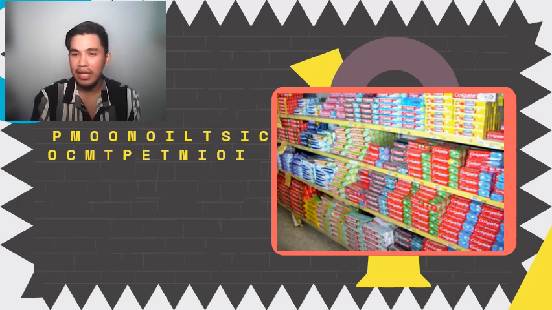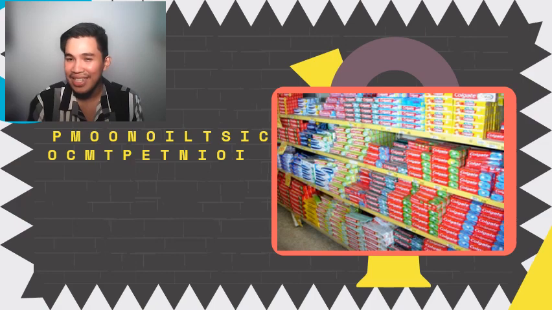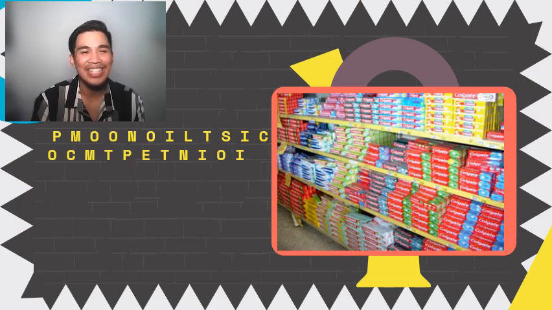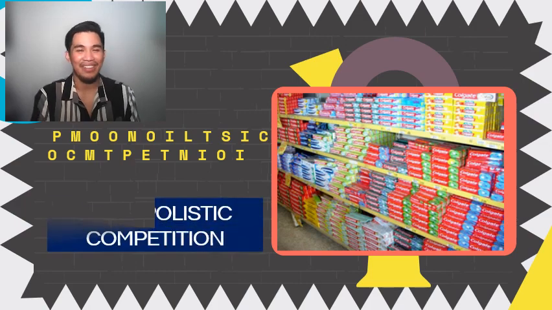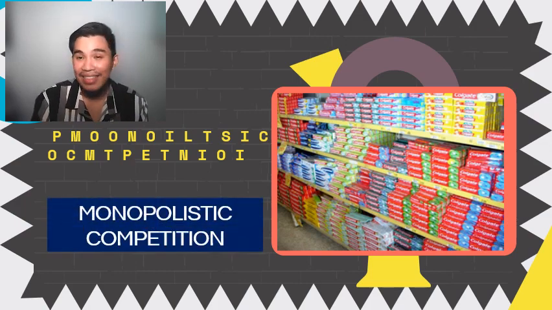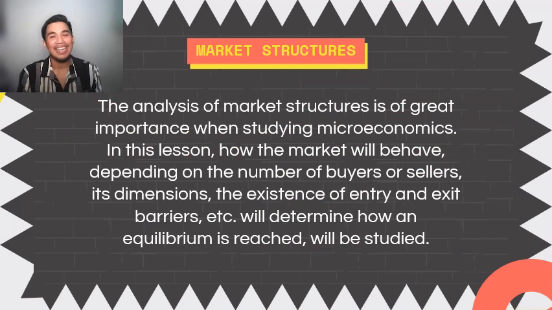Okay, so what do you think is the answer? Two words ito. Okay, very good. The answer is monopolistic competition. Very good.